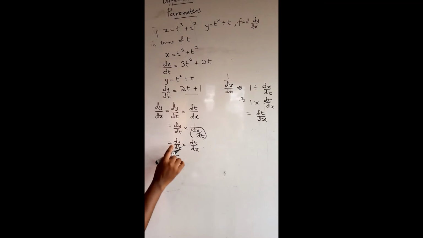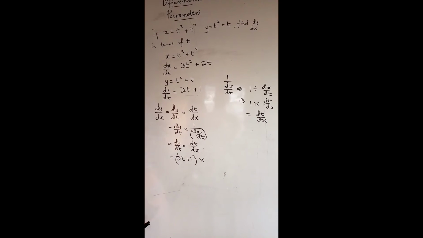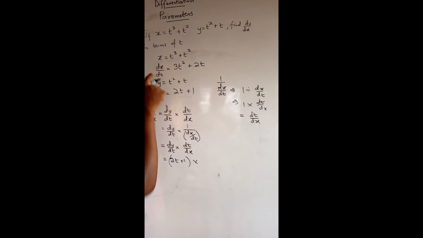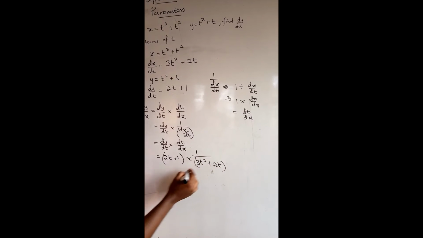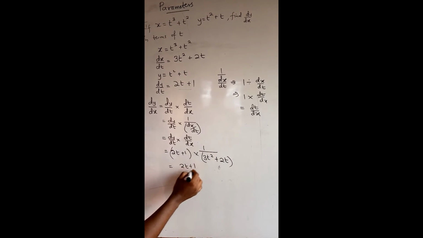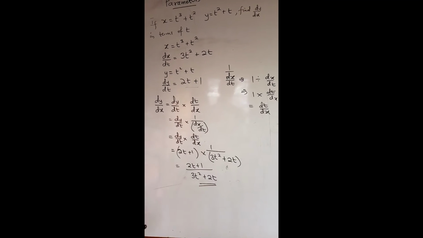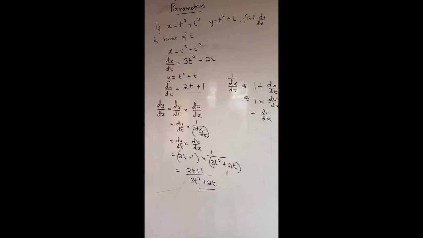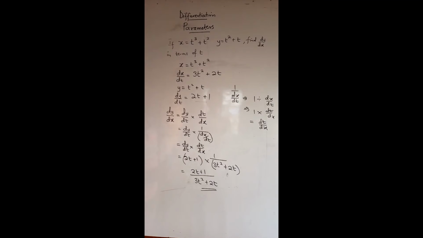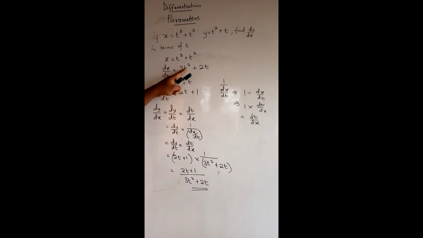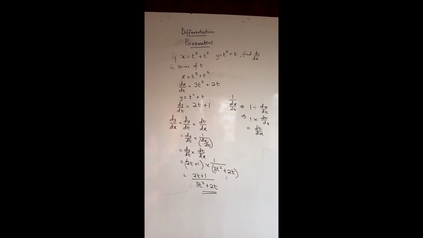So in the end, we have our dy dt, which is 2t plus 1, times our dt dx, which is the inverse of this. So that will be 1 over 3t squared plus 2t. In the end, we have 2t plus 1 all over 3t squared plus 2t. So that is parametric representation of functions. We had our x equals t cubed plus t squared, and we found our dx dt as 3t squared plus 2t. We have y as t squared plus t, so we found dy dt, that was 2t plus 1.